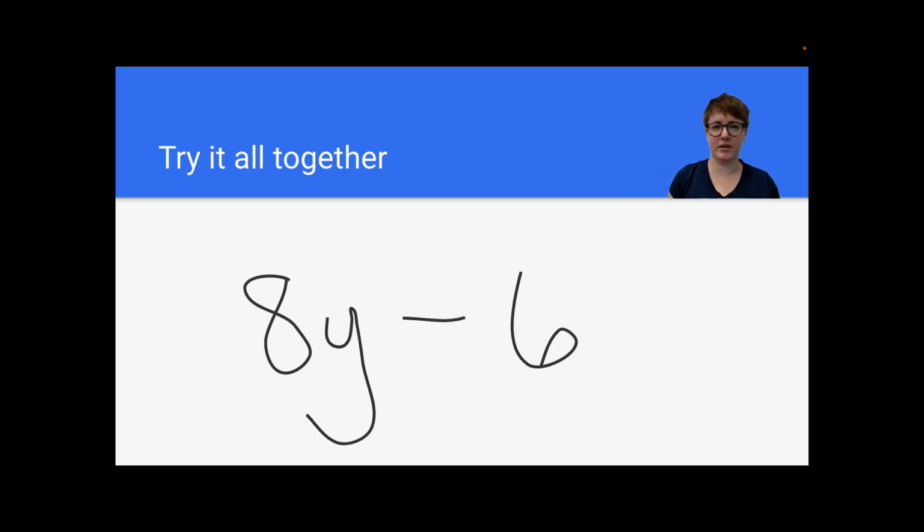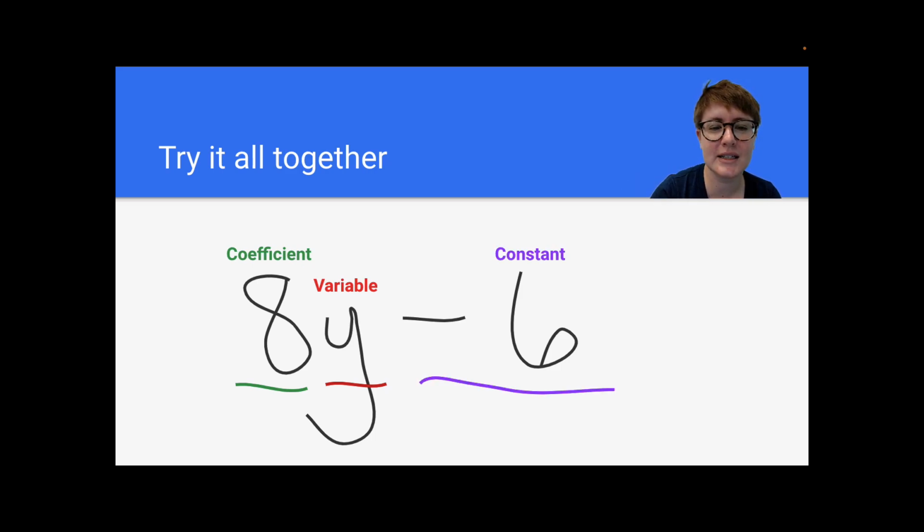And now let's put it all together. So far we've talked about variables, coefficients, and constants, and I want to make sure that you're able to look at an entire expression and name every part. So first up, we have the coefficient. How do I know it's a coefficient? Because it's attached to a variable, which is y in this case. Y is the variable. And then our constant is negative 6, because I want to be careful to always scoop the sign.